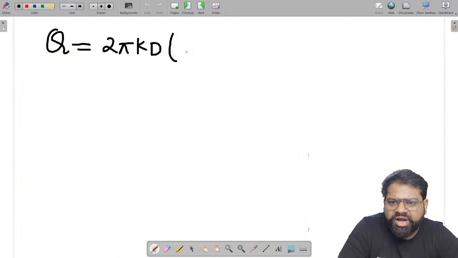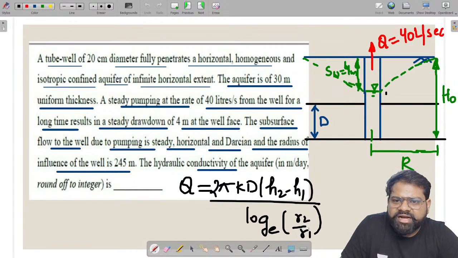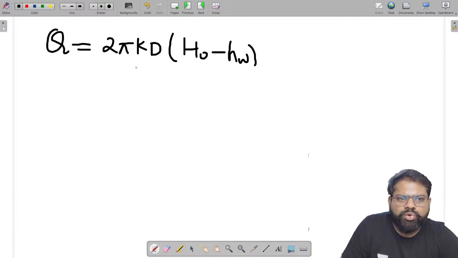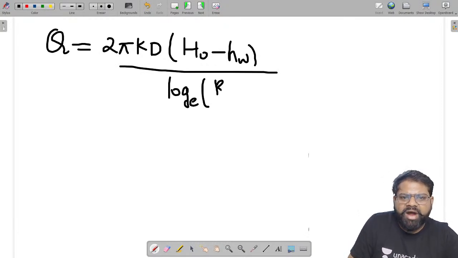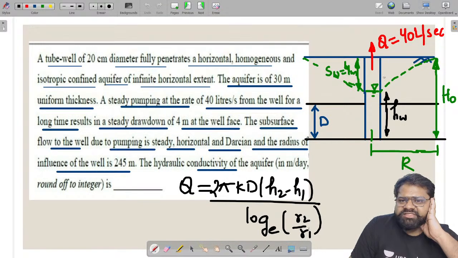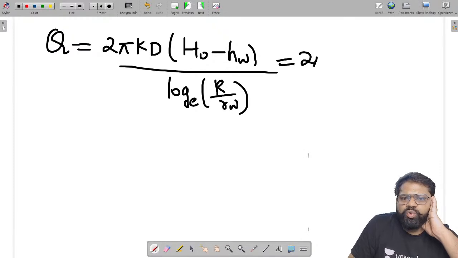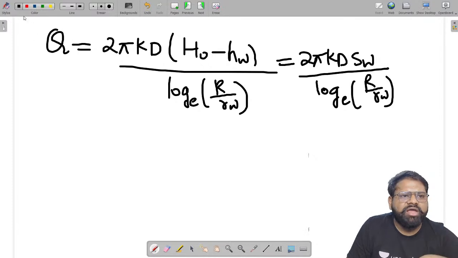When the r is equal to radius of influence, then the height of water is equal to h naught. When the r is equal to rw, then the height of water in the well is equal to hw. That is h naught minus hw divided by log of base e, where R2 is equal to R and R1 is equal to RW. And as you see, H0 minus HW is nothing but equal to SW. So I can also write this formula like 2 pi kd into SW divided by log of base e R upon RW. You're getting my point?